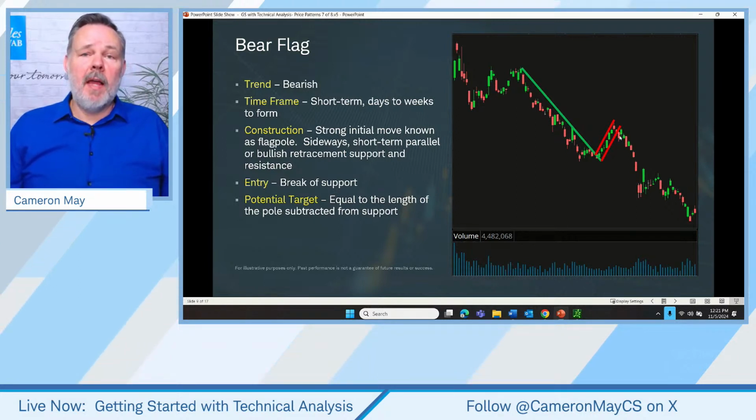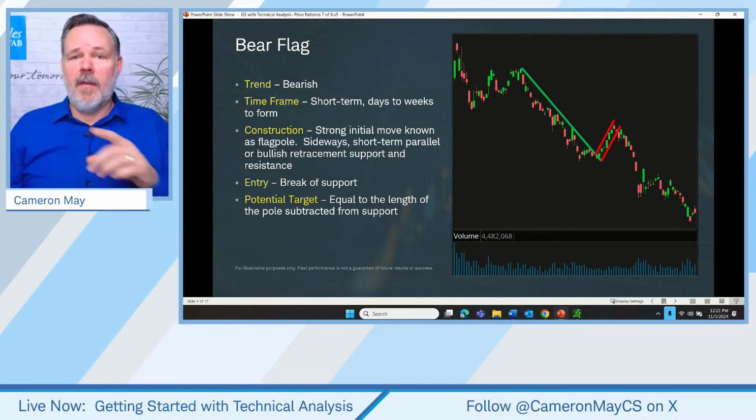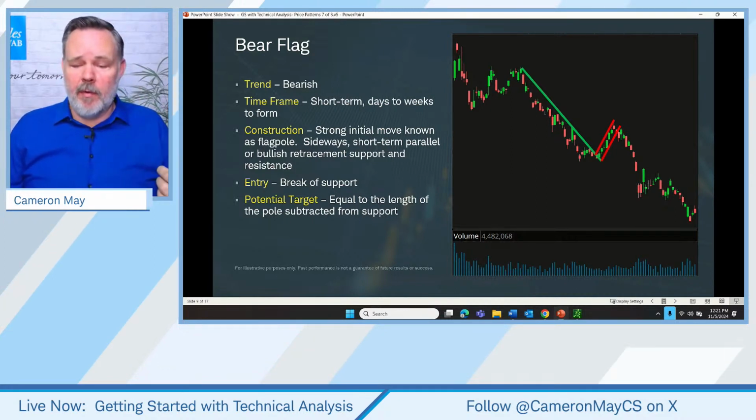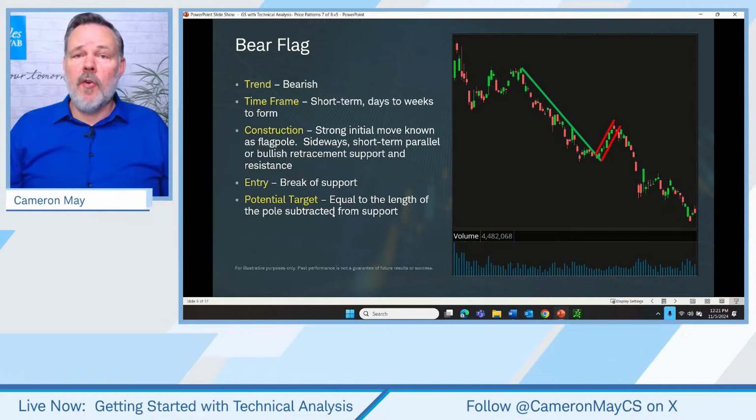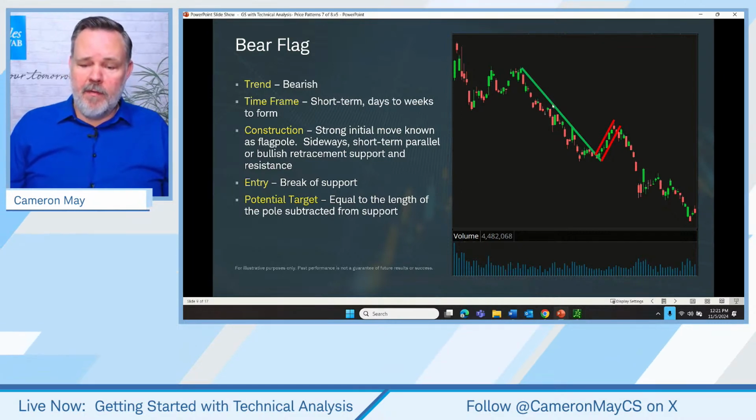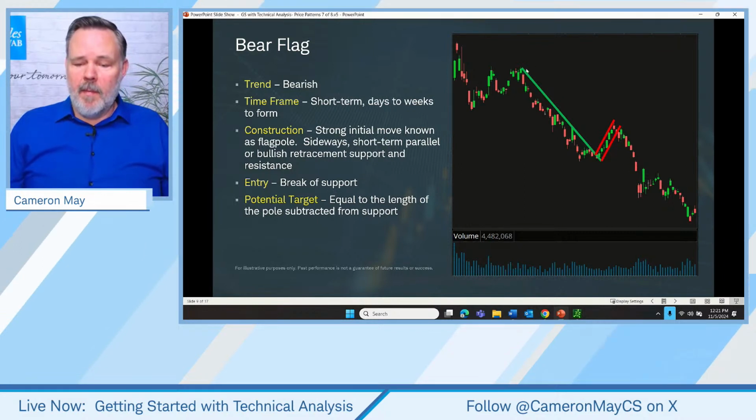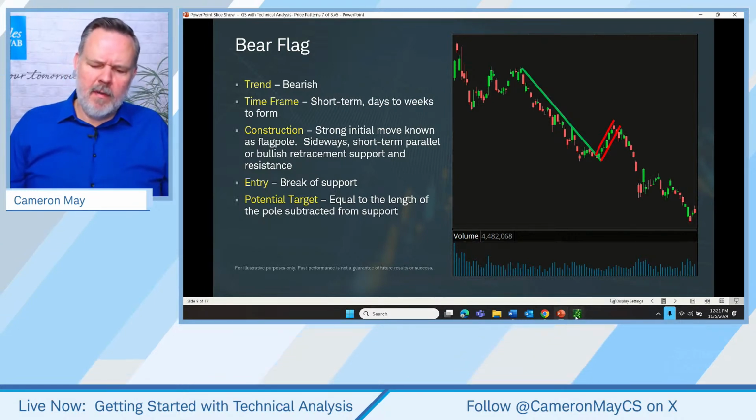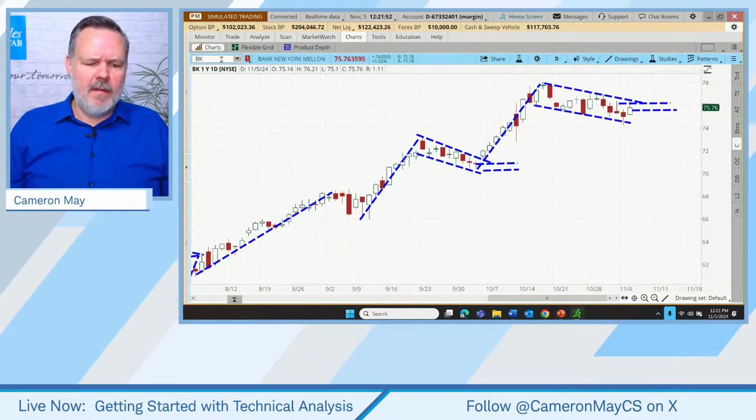And where might we plan to take profits if our bearish trade is ultimately profitable? Same deal. The target here might be equal to the length of the pole subtracted from the support. So here's our flagpole length. We get a little bit of a bounce here. And then as we break down, we might take the length of that pole, let's say it was $10 again, subtract it from price right up here at the breakout point, and project a downward bearish target.